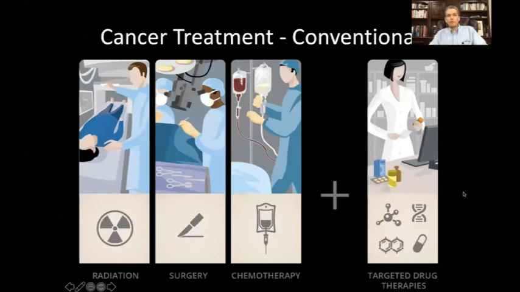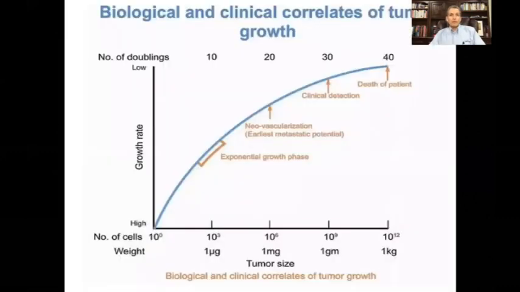So our conventional treatments are things like radiation, surgery, chemotherapy, and then targeted drug therapies. These are trying to get more and more accurate. Rather than just being generalized, kind of poisoning the system, they're getting more and more accurate with these things. Not without side effects, though.